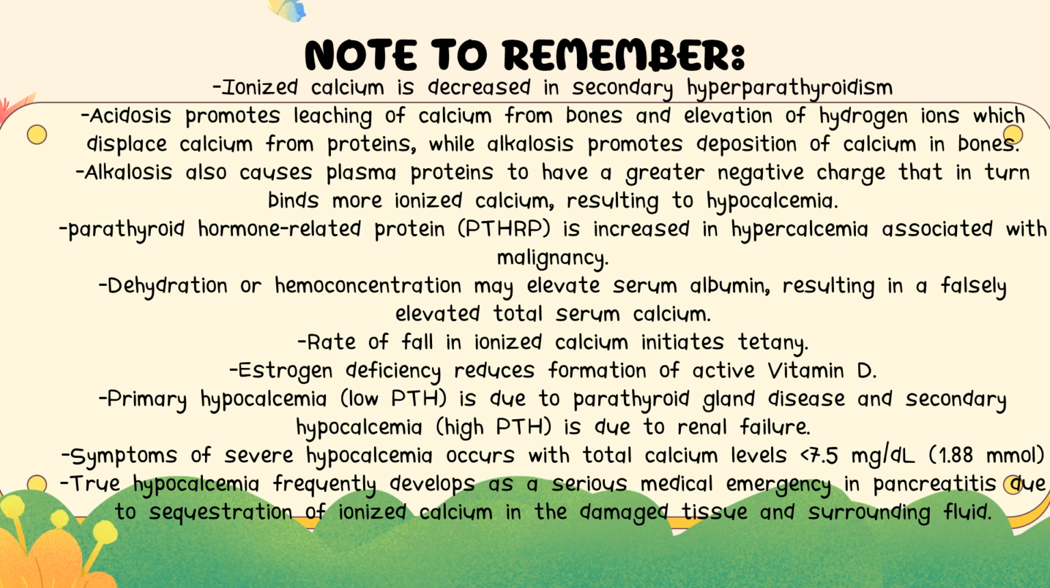Dehydration or hemoconcentration may elevate serum albumin, resulting in a falsely elevated total serum calcium. Rate of fall in ionized calcium initiates tetany. Estrogen deficiency reduces formation of active vitamin D. Primary hypercalcemia, low PTH, is due to parathyroid gland disease, and secondary hypercalcemia, high PTH, is due to renal failure.